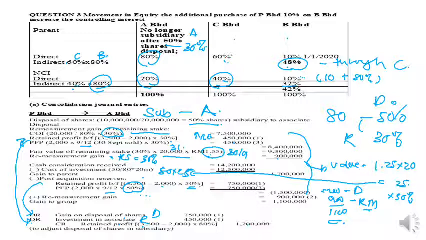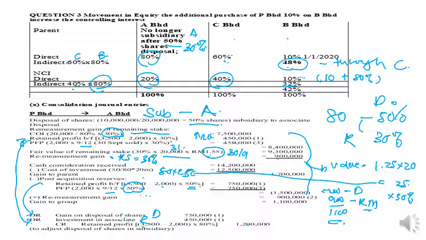Now prepare the journal entry. The first one, you need to debit gain on disposal of shares, and credit RE. The RE that you have here is 1.2, and it comes from the gain on the disposal, so it's from here.